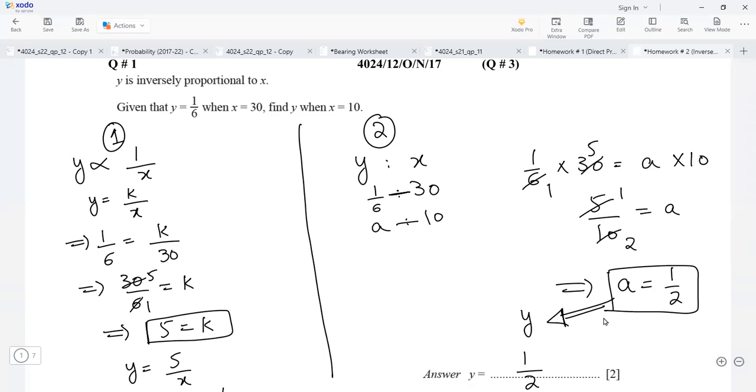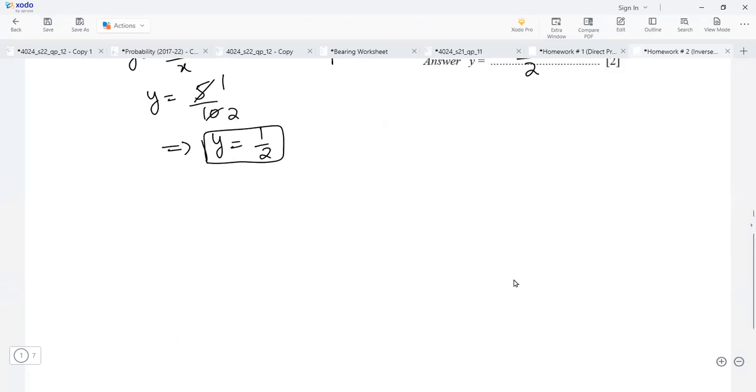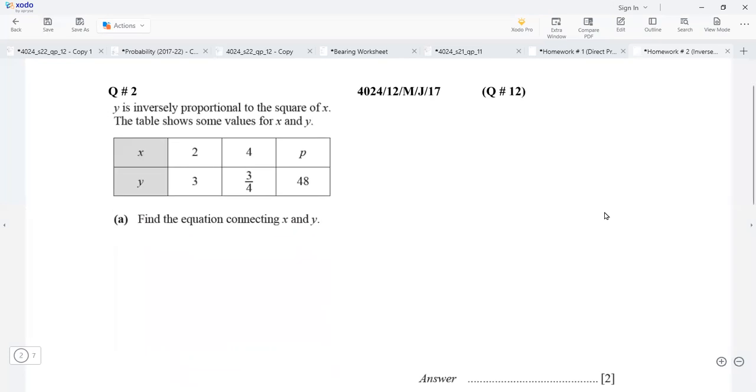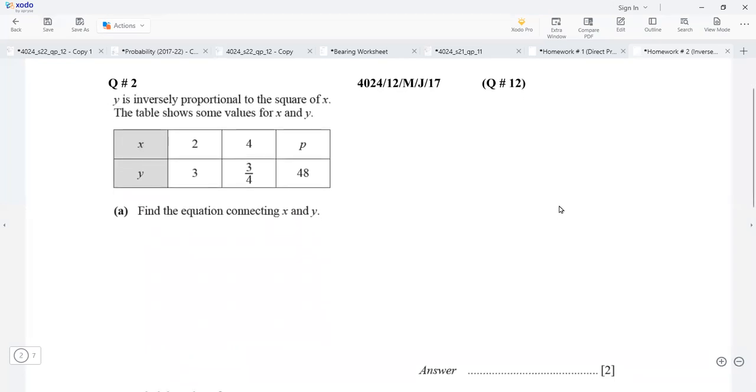I'm going to solve a few other questions related to inverse proportions, to make your concepts clear. There is one table type of question. How can we solve this? The first part says: find an equation connecting x and y. How do we solve this?